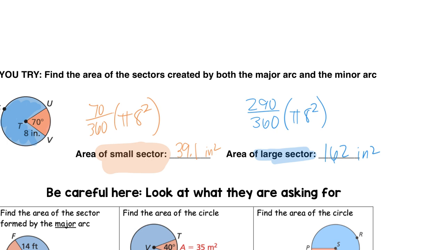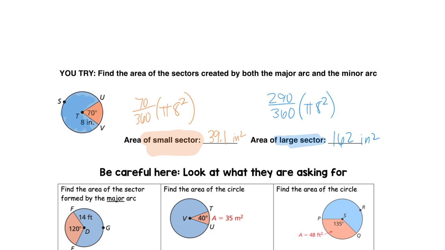Okay, so here's the answers to these two problems here. The small sector is the 70-degree portion, so you can do 70 out of 360 times pi 8 squared because the radius is 8. And then the larger sector, you're going to have to get that angle measurement. So you can just do 360 minus 70, and that leaves us with 290. So it's 290 out of 360 times pi r squared, which is about 162.